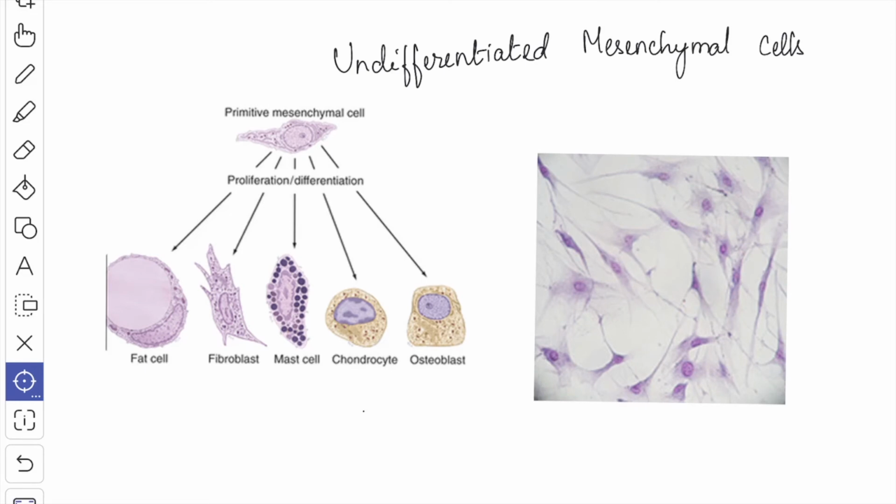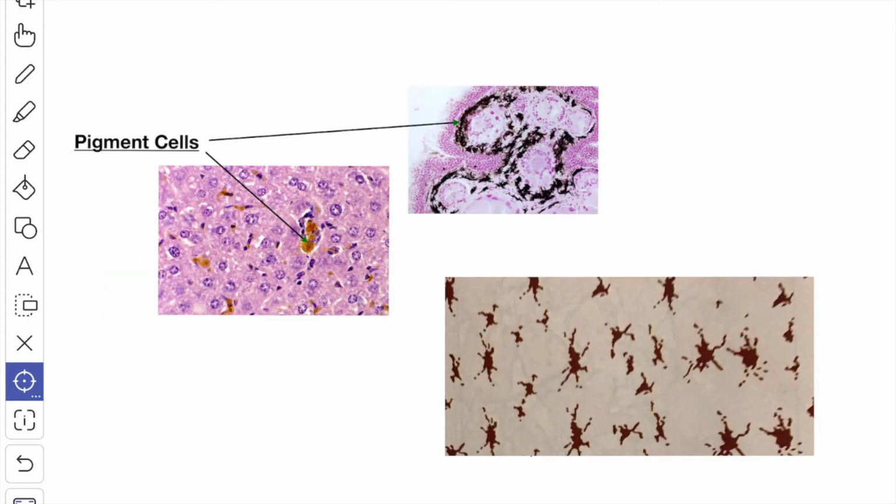Embryonic connective tissue is called mesenchyme. It is made up of stellate shaped cells with slender branching processes that join to form a fine network. These are called undifferentiated mesenchymal cells. Next we'll see about the pigment cells.